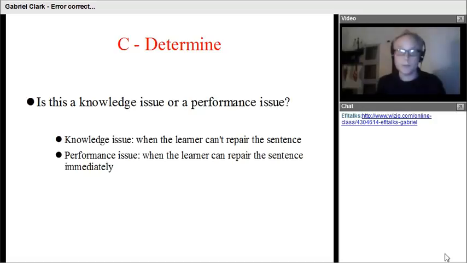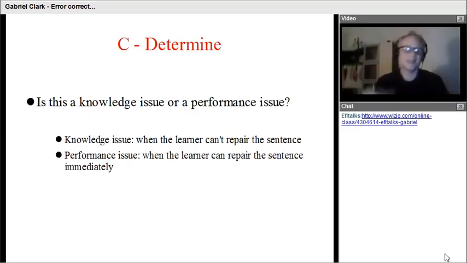Okay, moving on to determine. So this is one of the main reasons we do this, to decide what language issues are a problem of knowledge and what language issues are simply a performance issue. So, how do we find out if it's a knowledge issue or a performance issue? It's very simple. If the learner sees the incorrect form on the board or on a piece of paper, and they can't repair the sentence, then you know it's a knowledge issue.